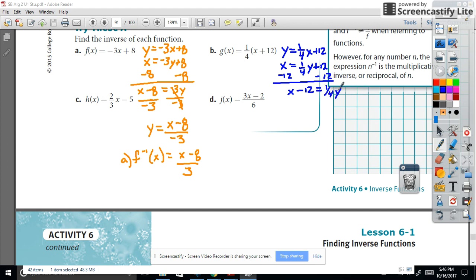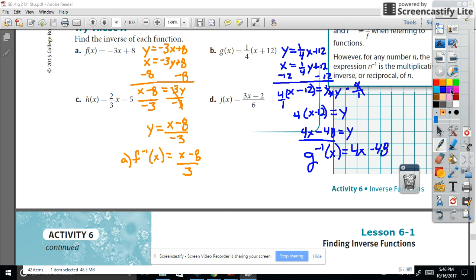Okay, this says 1/4 times y. Multiply by the reciprocal, both sides. That cancels that with that, and we're left with y equals 4 times x minus 12. Because it's not too difficult to distribute that, you can, but you don't have to. You could leave it 4 times x minus 12 if you wanted to. Okay, so they want us to write it using function notation. This is the inverse of g of x. So we would write the inverse of g of x is equal to 4x minus 48.